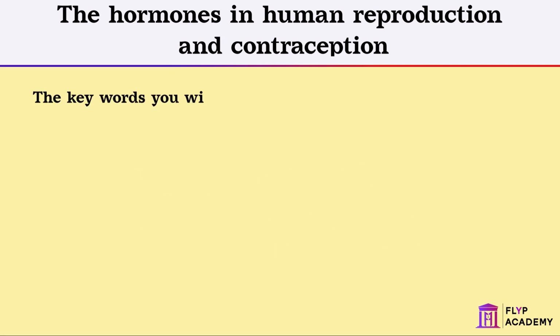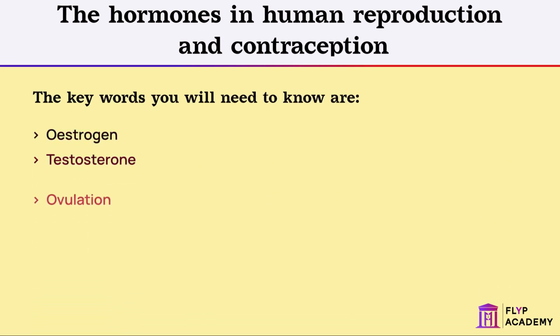The key words you'll need to know are estrogen, testosterone, ovulation, progesterone, fertilization. Throughout this lesson, the word female will be used to refer to a person born with female anatomy, and male to refer to a person with male anatomy, although this may not reflect the gender with which they identify.